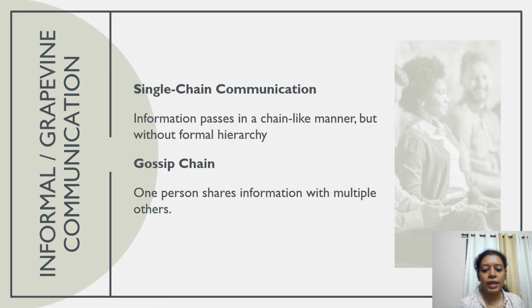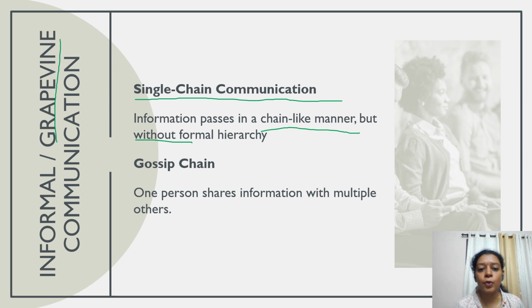And now coming to informal communication. In here, informal communication is also called grapevine communication. It refers to the unofficial channels of communication that occur naturally in organizations or groups. Informal communication is subdivided into types, and first we are going to discuss single chain communication, where information passes in a chain-like manner but without the formal hierarchy.